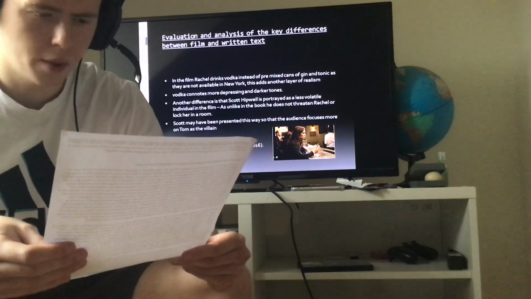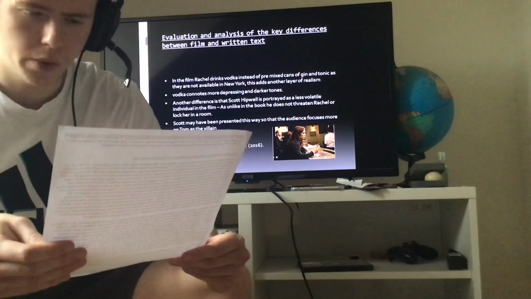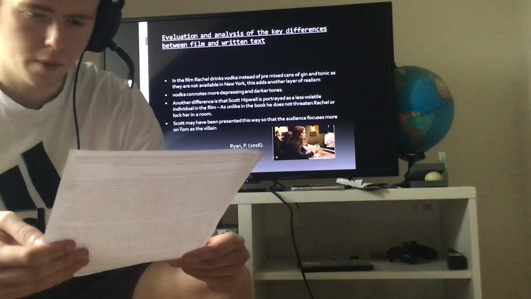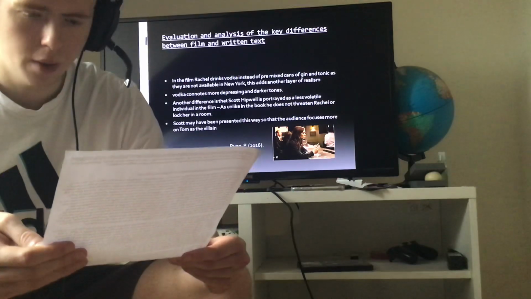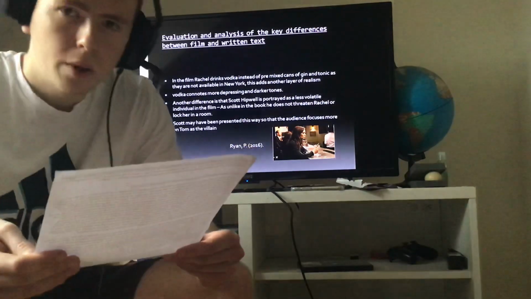Furthermore, at this point it solidifies to the reader who the true villain of the story is, as if Scott was portrayed as violent, this may have caused confusion and could have potentially misled the reader as to who the true villain was.